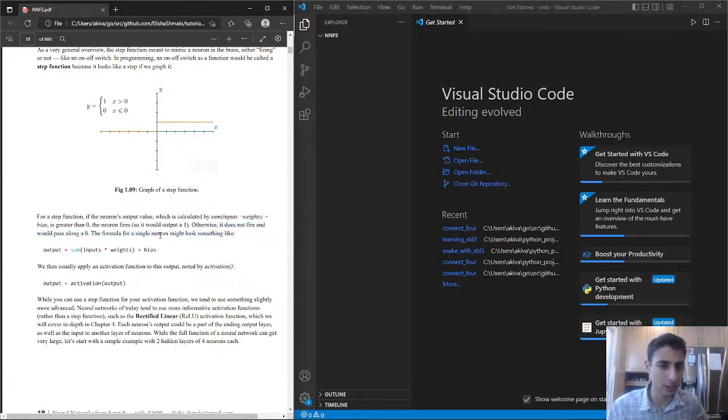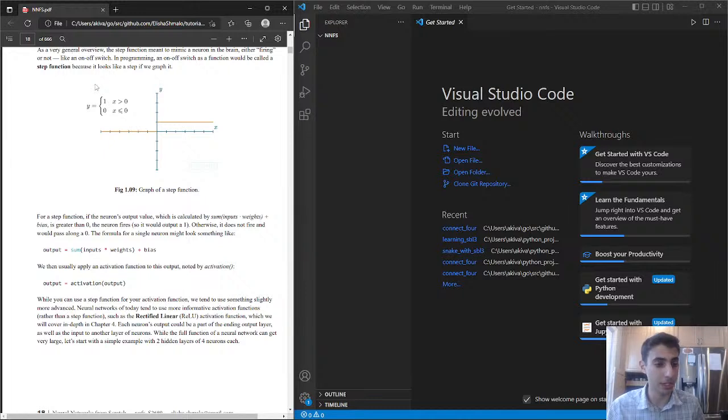The formula for a single neuron might look something like this. So this exactly would be a single neuron. The output, our red circle, which I deleted now, which is very sad, equals the sum of all the inputs times their weights plus a bias. We then usually apply an activation function to this output, noted by activation. So output equals activation of output.